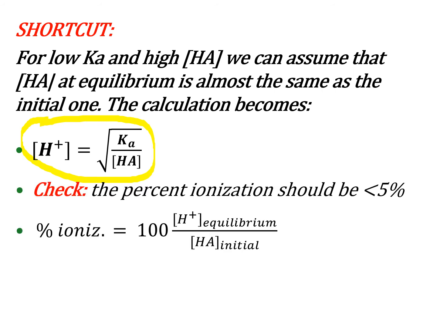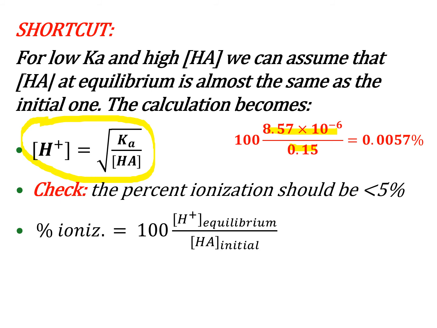What is the percent ionization? The percent ionization is the percentage of the H plus concentration with respect to the initial concentration of the acid. So in our case, we would have to take the result for the concentration of the H plus at equilibrium, divide by the initial concentration of the acid, the total concentration of the acid, multiply by 100, and we get that in fact it was way below 5%, so we were good.